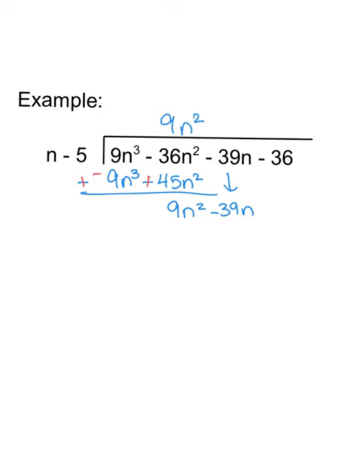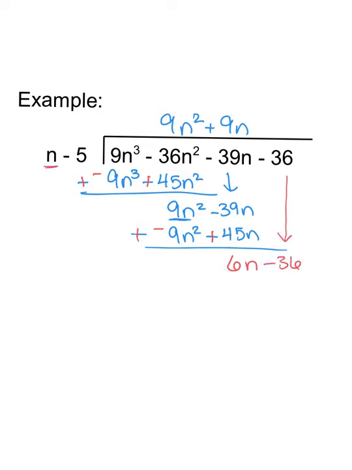Again, focus on those first terms. N times what gives me 9n squared? Hopefully you pick 9n. 9n times n is 9n squared. 9n times negative 5 is negative 45n. We're going to subtract. 9 plus negative 9 is nothing. Negative 39 plus 45 is 6. Carry down the next term.